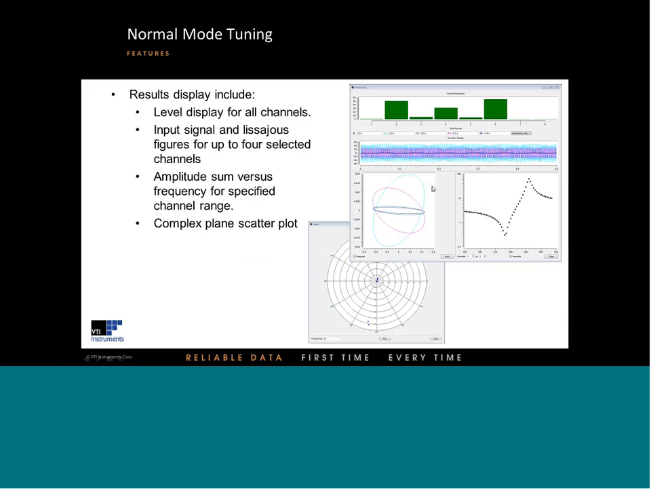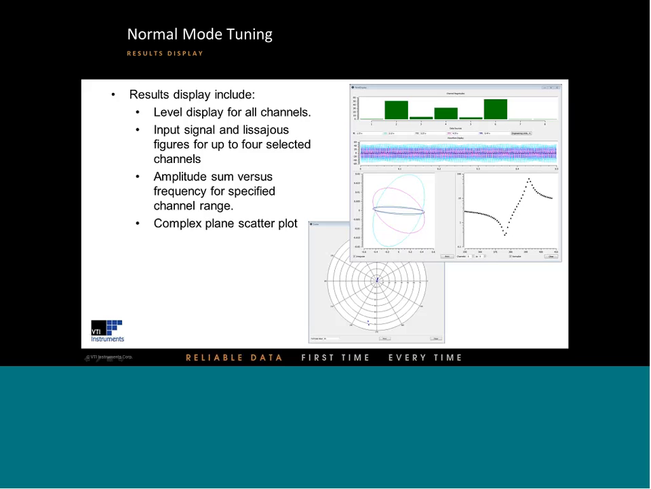This slide shows the display channels. At the top we have a level display for all of the channels. If they're overloaded, they would appear in red rather than green. The next display is input channel, the actual raw signal. Not surprisingly, it's sine waves. And then we have Lissajous figures and the amplitude sum versus frequency for specified channel range. Since I only picked one channel, it's basically plotting the FRF for that single measurement point.